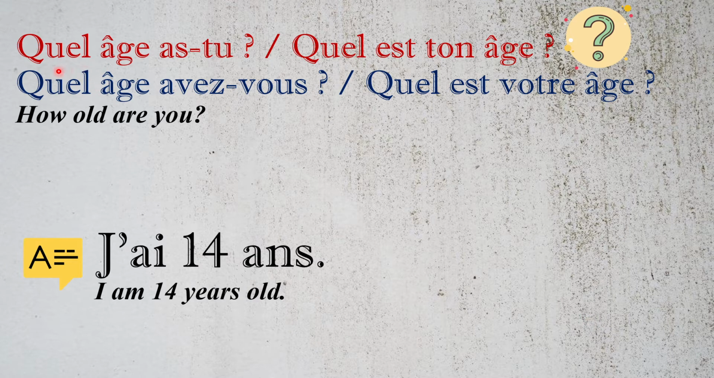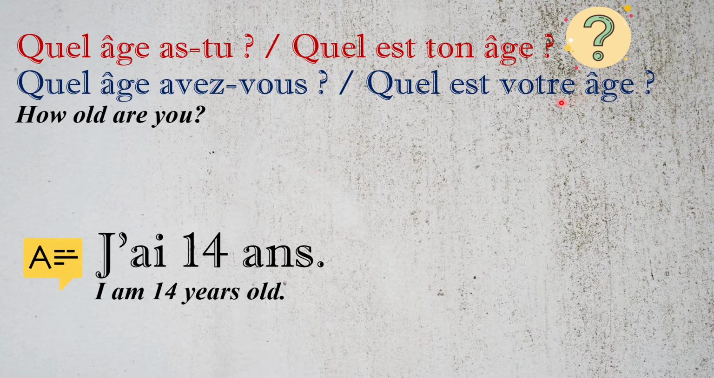In the informal situation, you can ask it as Quel âge as-tu? Or it can also be asked as Quel est ton âge? In the formal situation, it is quel âge avez-vous or quel est votre âge?